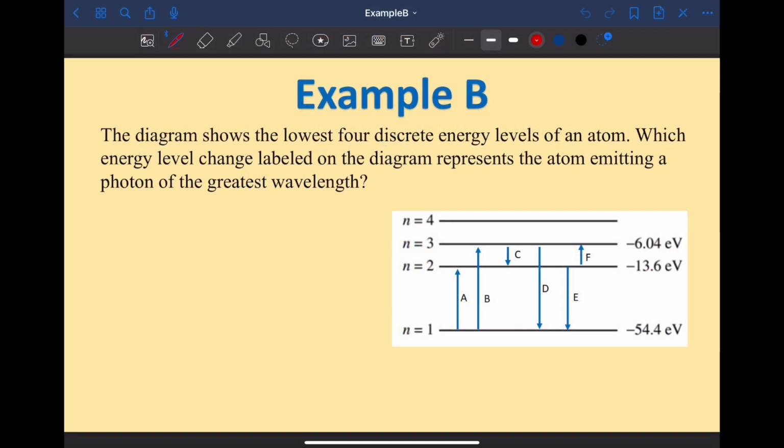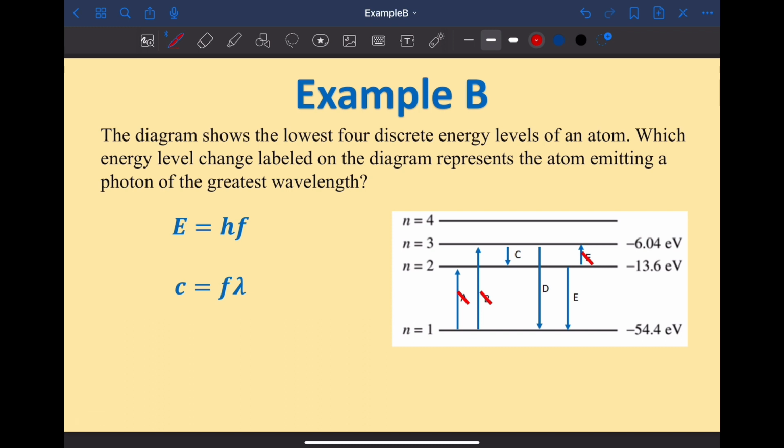The second example shows 6 possible transitions for an electron energy level within an atom, and it's asking which of the transitions given corresponds to an emission of a photon of the greatest wavelength. So the first thing to look at here is that a photon is being emitted. And since a photon is being given off, that means that energy has to be going down, which means that it's looking at either C, D, or E, because those all look at going from a higher orbit to a lower orbit.